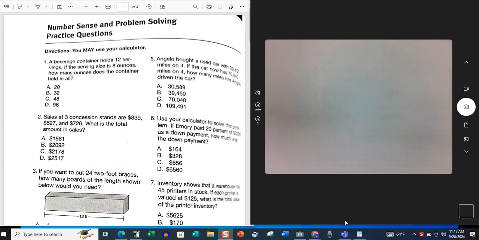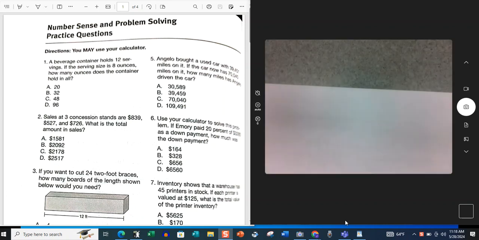Class. We're about to start the Chapter 1 review, Number Sense and Problem Solving practice questions. This starts on page 234. It says directions, you may use your calculator. A beverage container holds 12 servings. If the serving size is 8 ounces, how many ounces does the container hold in all?